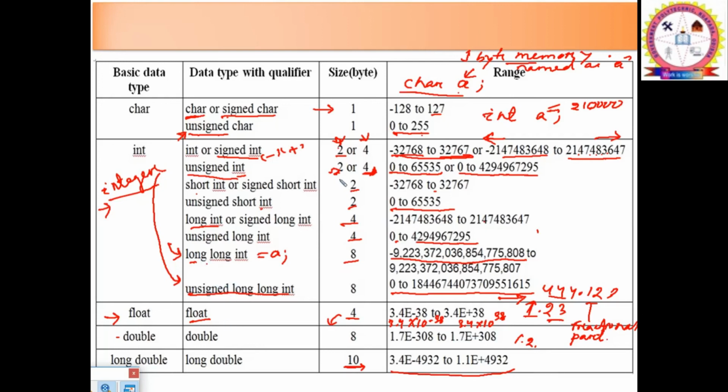According to the size you can just memorize, but according to the range we can decide what type of modifier you can use with the basic data types. Just a simple float, or you can use double, or long double, or just a simple int, or short int, or long int, or long long int, or in character you can use just a signed character or unsigned characters. So these are the data types.